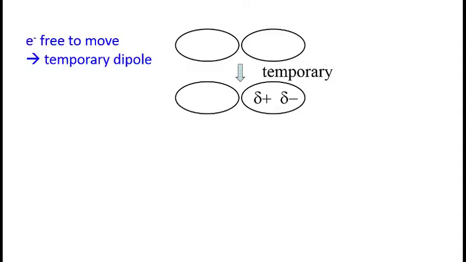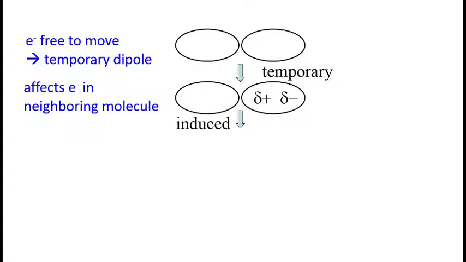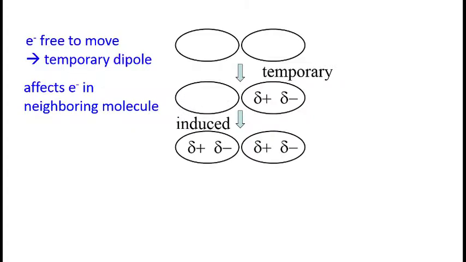This temporary electron distribution can affect electrons in neighboring molecules. Imagine that you're an electron in the left-hand molecule and you see a partial positive charge next to you. You are going to want to move toward that positive charge. We say that this forms an induced dipole in the left-hand molecule in which there's a partial negative charge on the right. Notice that we now have an attraction between a temporary partial positive and negative charge.